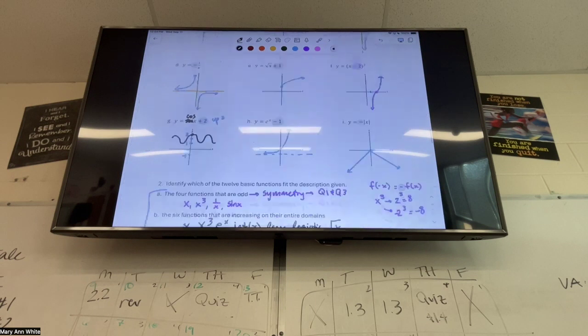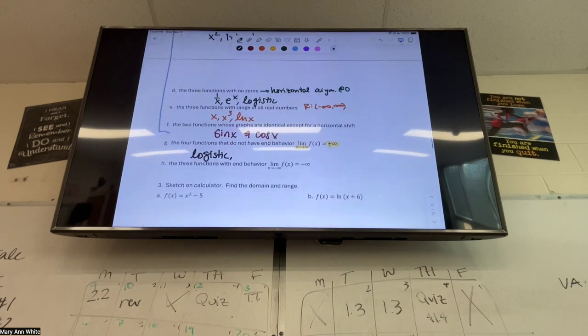Reciprocal does not. What does it approach? Zero. Last two are very similar. Very good. Sine and cosine. Because sine and cosine stay in between one and negative one. They just wave, wave, wave, wave, wave. They do not go to positive infinity.